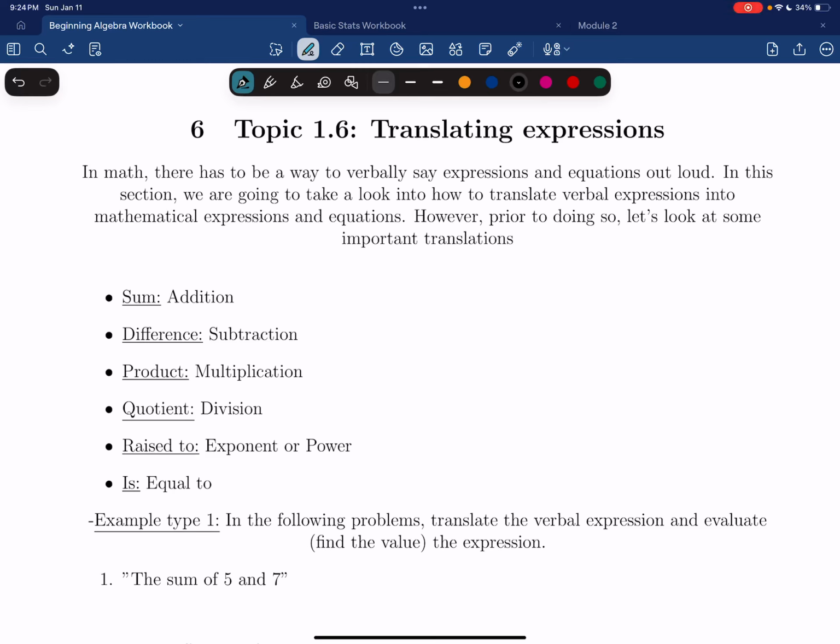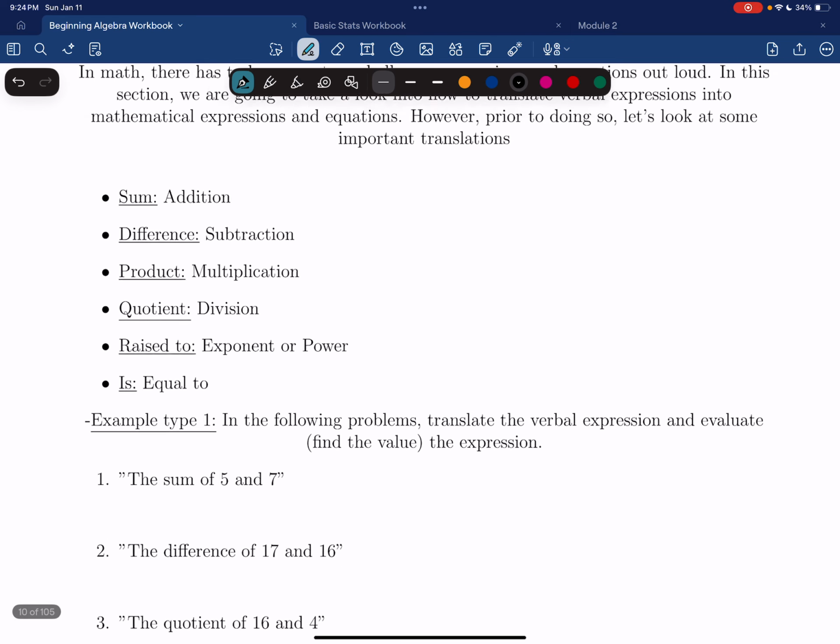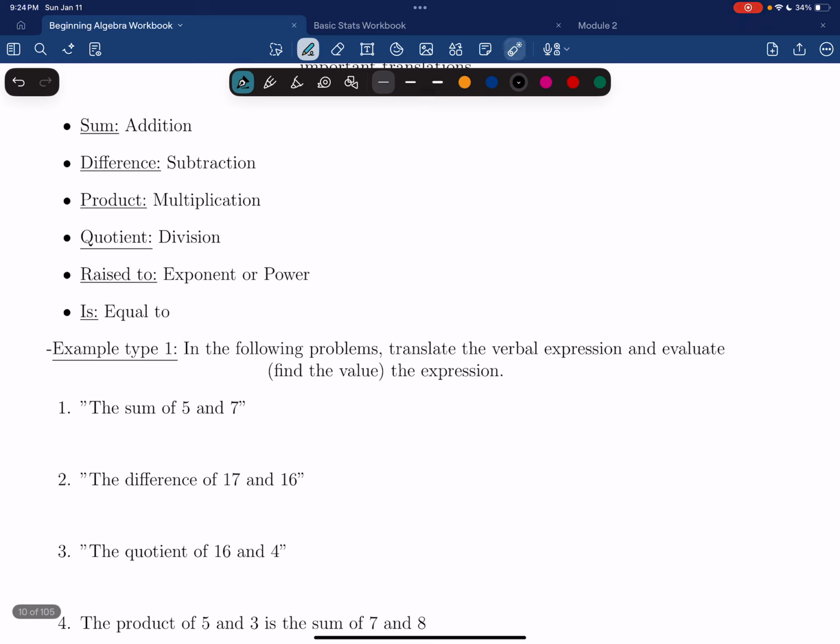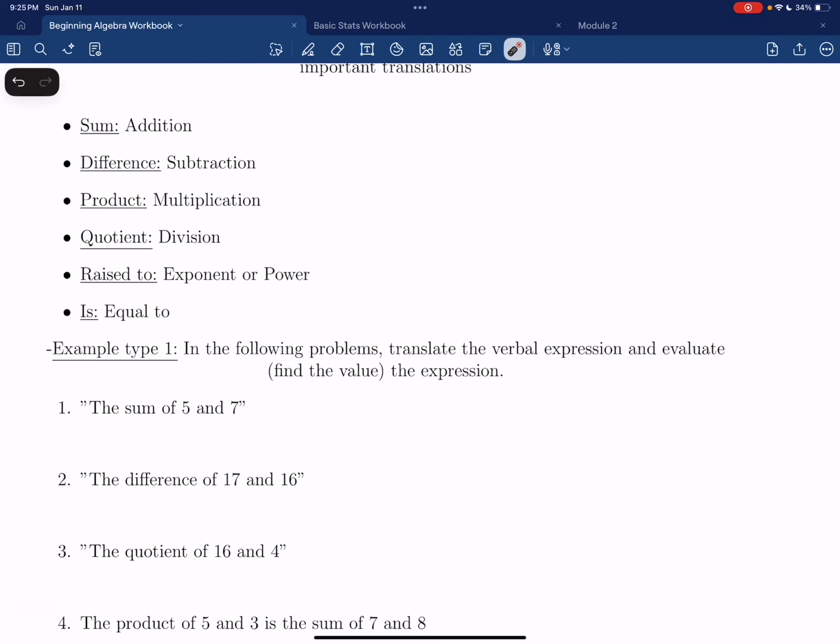Welcome to topic 1.6. In this video, we are going to learn how to translate verbal mathematical expressions into expressions that you can write on paper, like equations and other things. So before we get into some examples, let's take a look at some definitions.